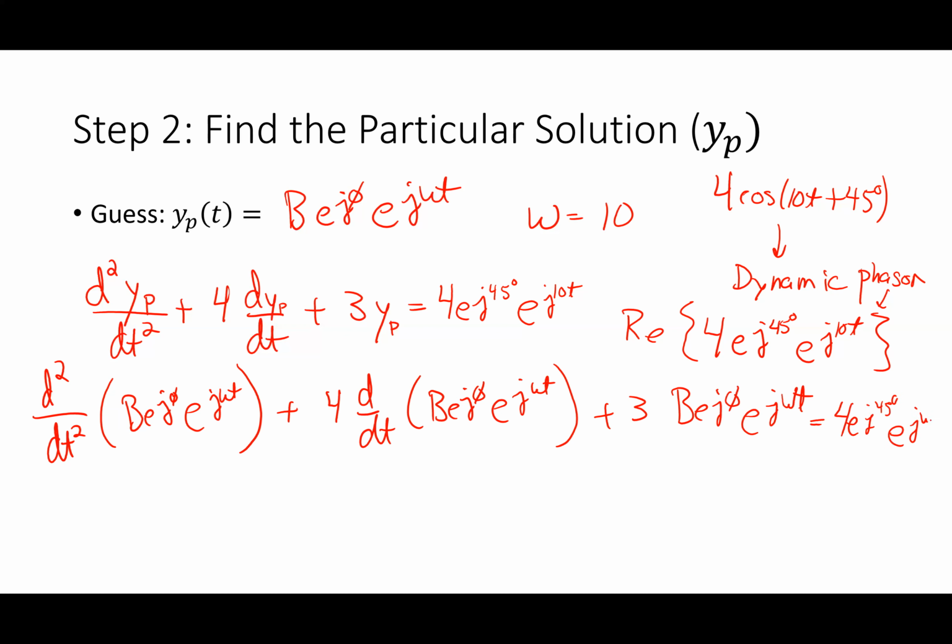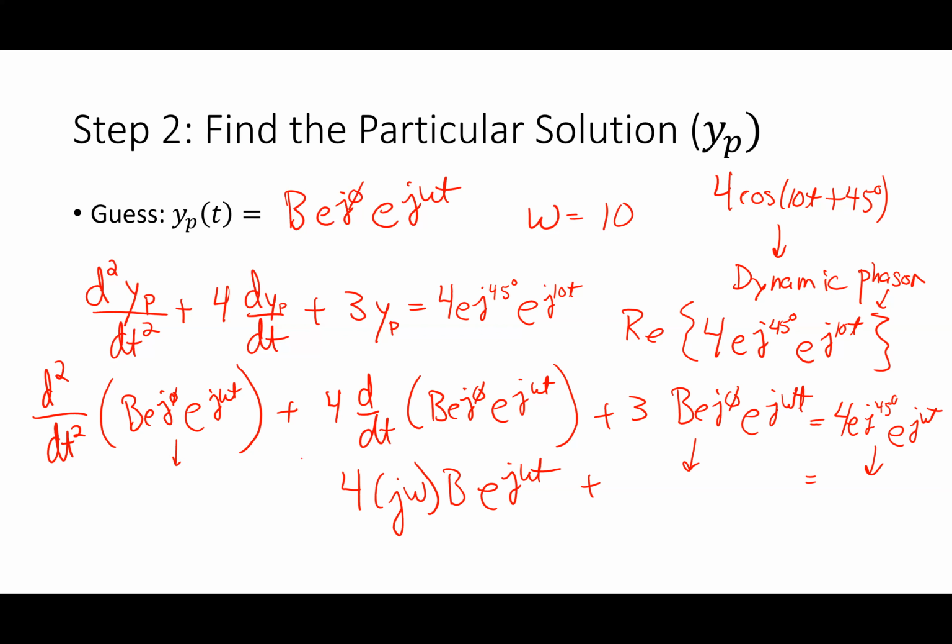Now, it's ugly. What happens when I take the derivative of e to the j omega t? J omega gets spit out, right? It throws out the j omega t, comes down. So this middle term becomes 4 times j omega times b times e to the j omega t. This guy gets repeated, and it's all equal to that.